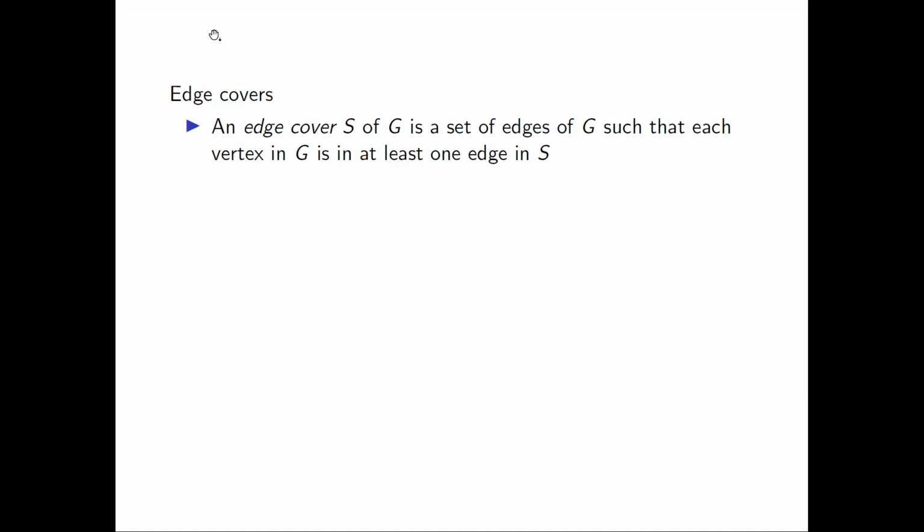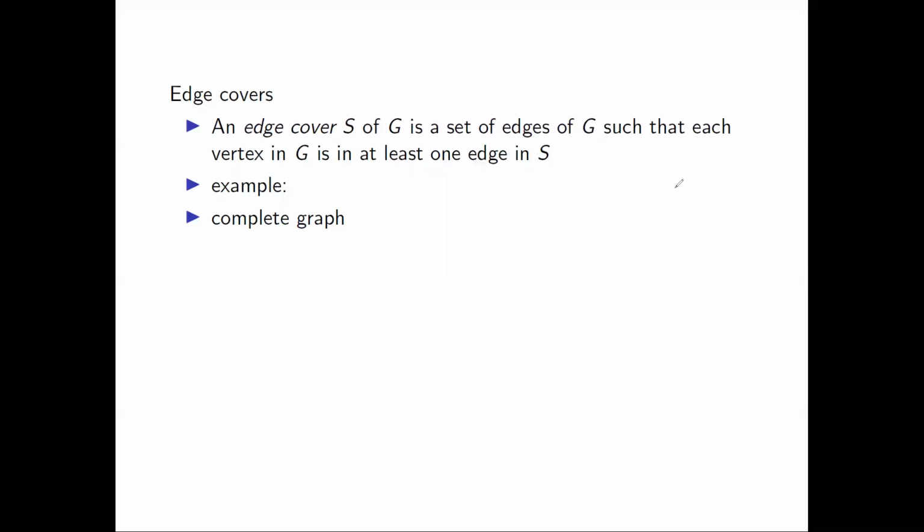So an edge cover S of G is just a set of edges of G such that every vertex in G is in at least one edge in S. So it's analogous to the vertex cover. So the vertex cover was a set of vertices such that every edge in the graph is adjacent to some vertex in the cover. So here we're having a set of edges such that every vertex is in at least one of the edges. So totally analogous to the vertex cover. And we can consider some examples. So let's take a complete graph, a small one.